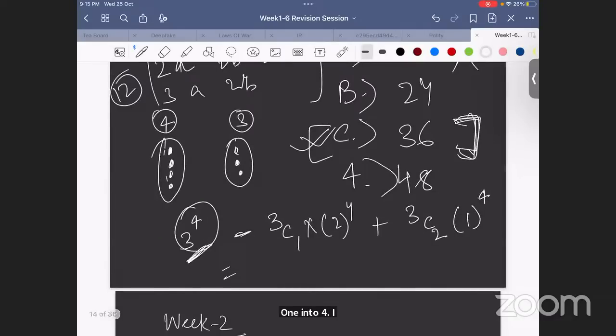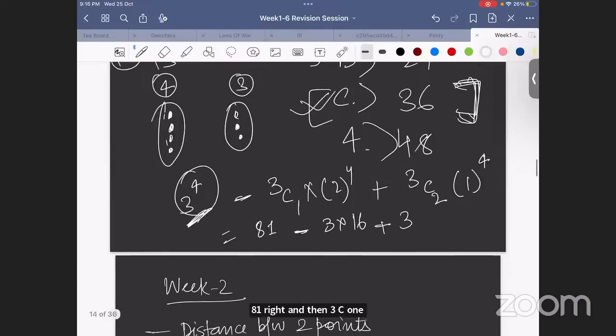3 to the power 4 is how many? 81, right? And then 3c1. So it's like 84 minus 48. 26, I guess.